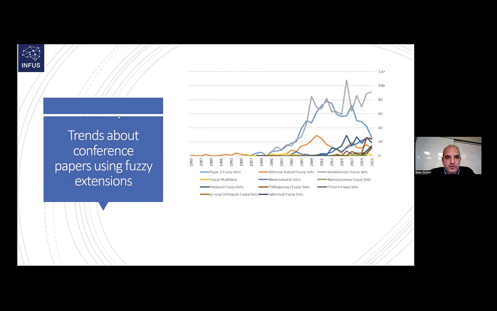And here you can see the trends of papers in a figure. As I said, intuitionistic fuzzy sets, spherical fuzzy sets, and Q-rung orthopair fuzzy sets show a positive trend. We couldn't see the trend in the previous slide, but here we can see the trends now. And type 2 especially has a negative trend after 2015. As I mentioned, these are not about AHP. These are general trends in conferences.